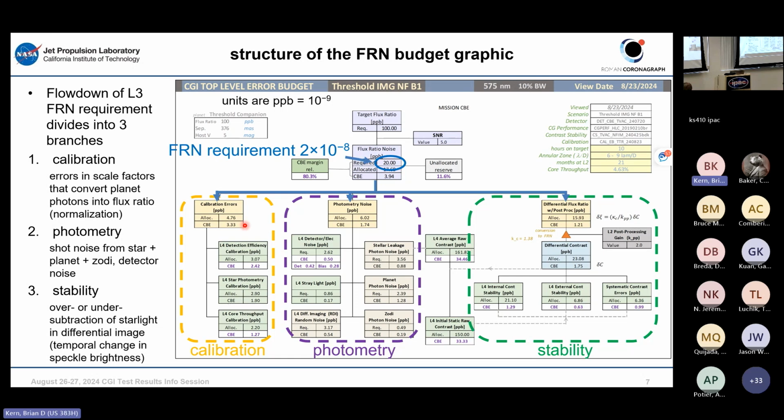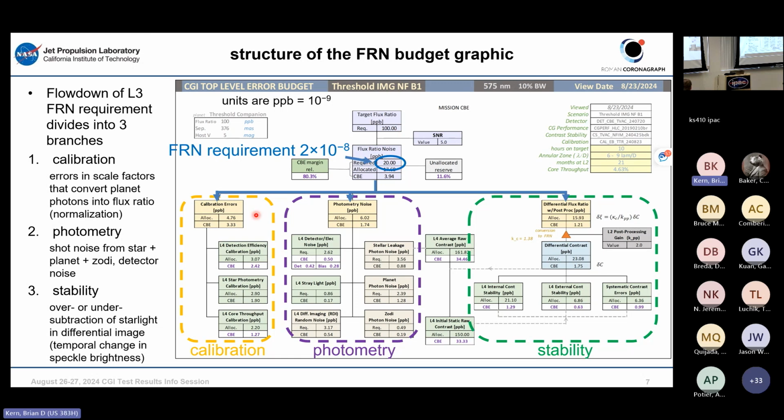I apologize for the same numbers as always, but the calibration errors are how to put signal into the context of flux ratio, and these scale with the flux ratio.